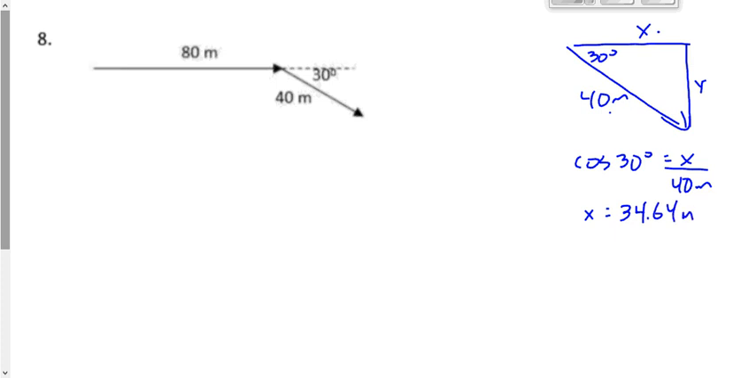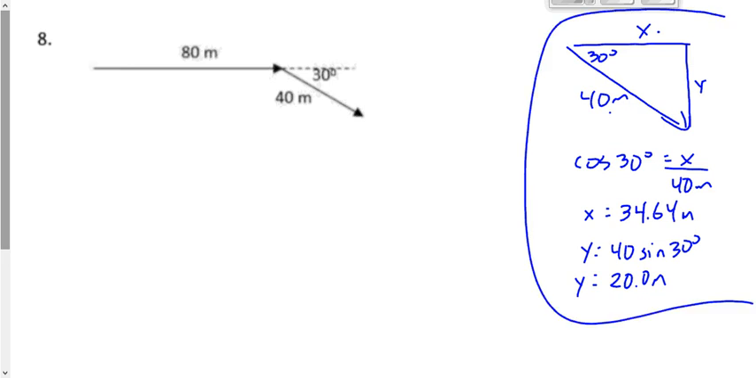Now let's do the Y component. We're going to say sine 30 is equal to opposite over hypotenuse, or Y over 40. That's going to be 40 sine 30 degrees. The Y component ends up being equal to 20. We box it off, because that's what we do. We want to make it off to the side, and by boxing it off, it explicitly shows that it's off to the side.